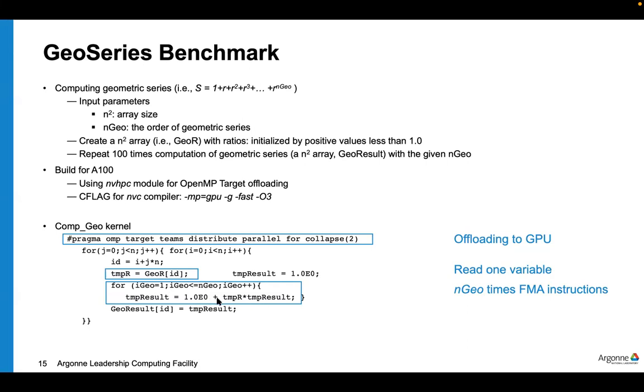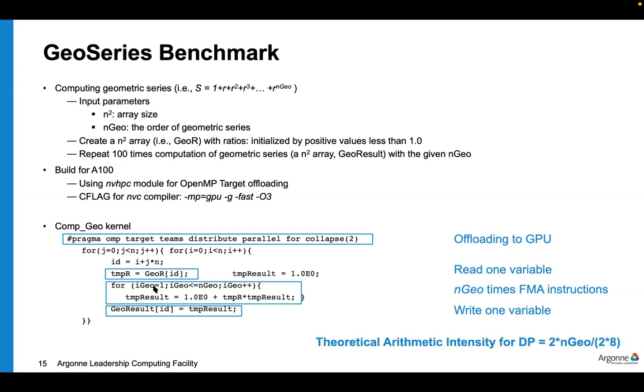Here we have one addition and one multiply, which is one FMA instruction. Finally, we can say NGU times the FMA instruction happen in this kernel. After that, we save the result to the global variable, so we have one write. Based on this computation, we can get the theoretical arithmetic intensity. Basically, we have one read and one write, so 2 times 8 bytes. If you use double precision, that is 16 bytes for a single kernel.